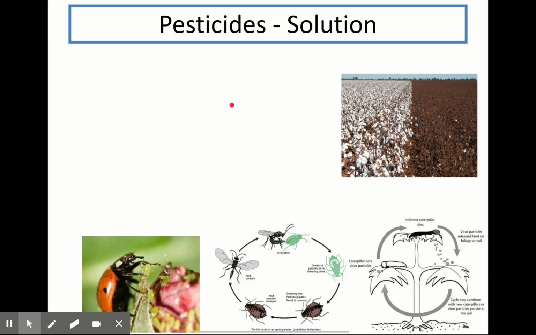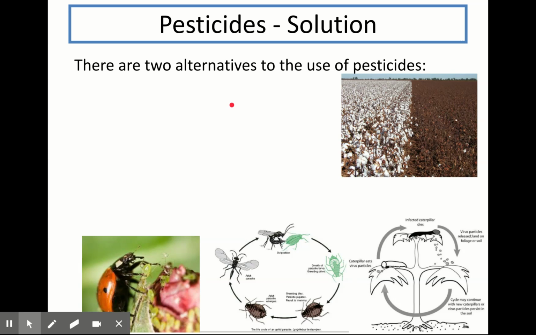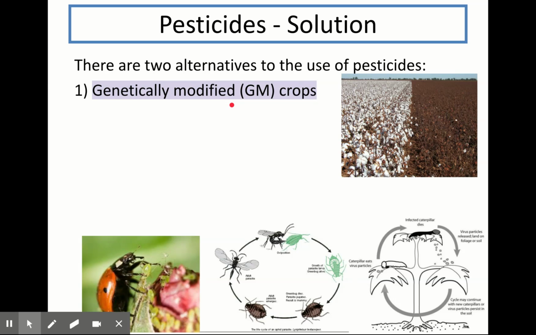So what's the solution to this? So what can farmers do as an alternative to spraying pesticides on their crops to protect them from pests? Well, in the case of fertilizers, we talked about how there was one solution or alternative, and that was to use GM crops. With pesticides, there's actually 2 alternatives. We can use genetically modified crops as well.